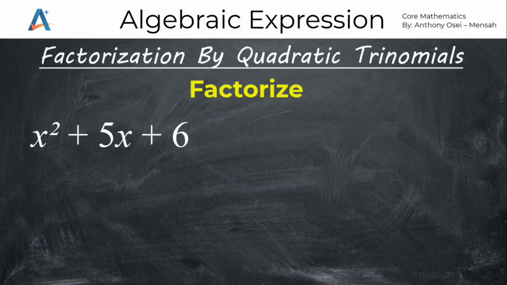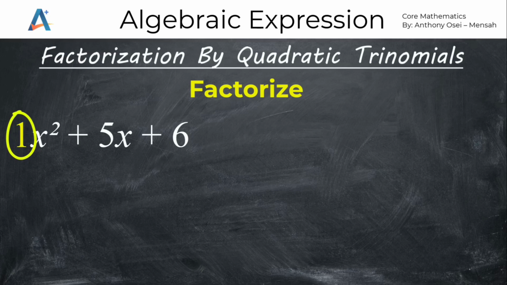Step 2. Since x squared is starting, we need to check the coefficient of x squared. The coefficient of x squared is 1. So we will take 1 and multiply it by the constant, which is 6. Don't forget, take the coefficient of the square term and multiply it by the constant.